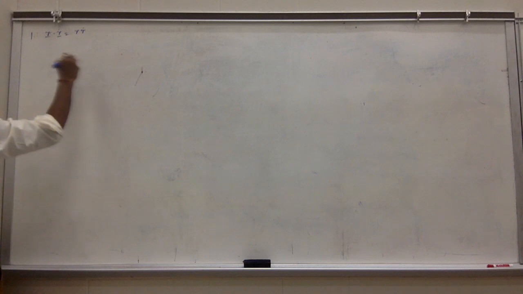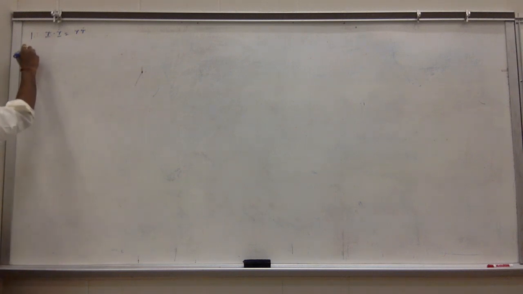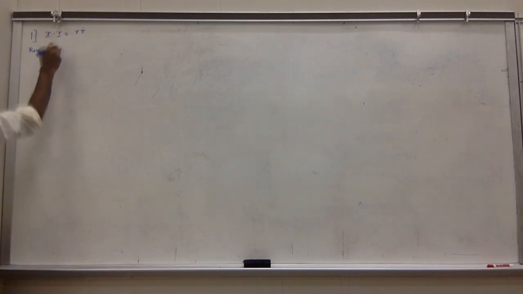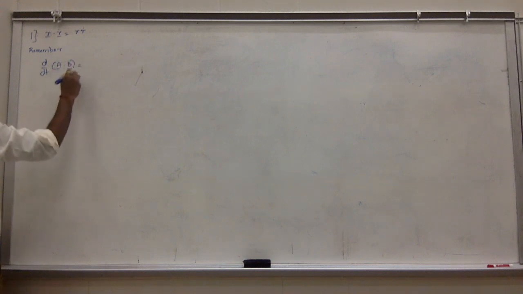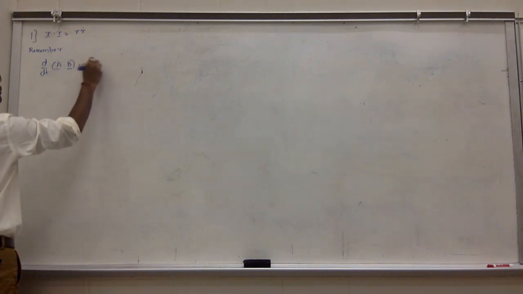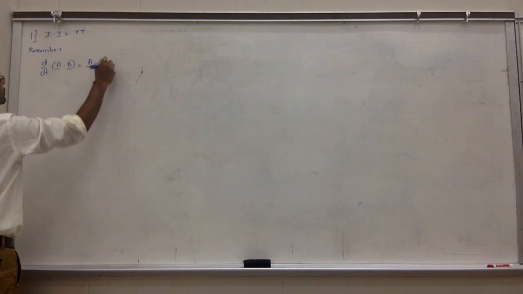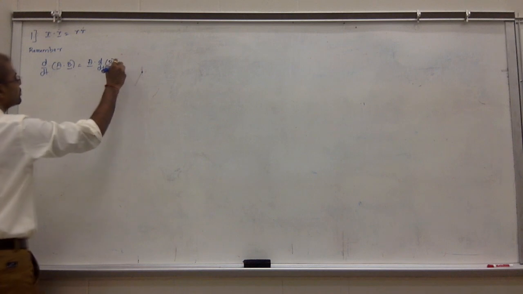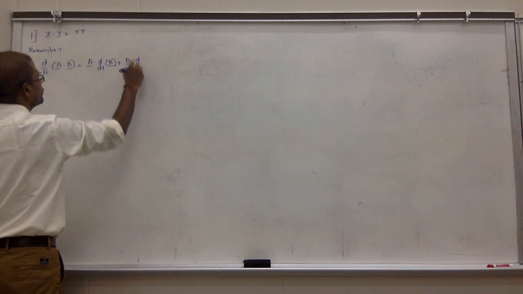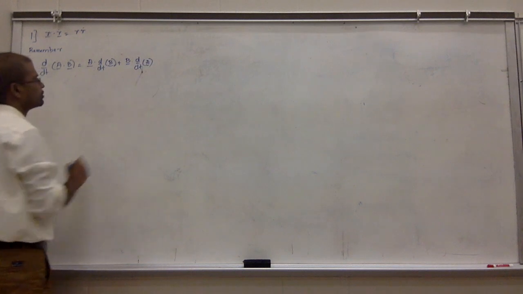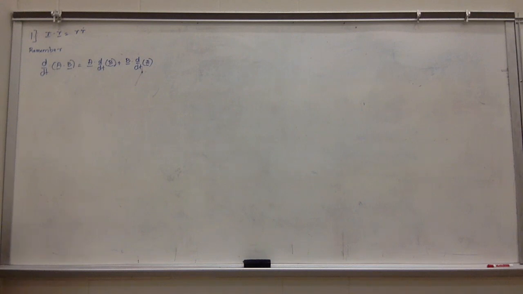Here you need to remember that d over dt of A dotted with B is equal to A dotted with d over dt of B plus B dotted with d over dt of A. Okay? This is how you take the derivative of a dot product.